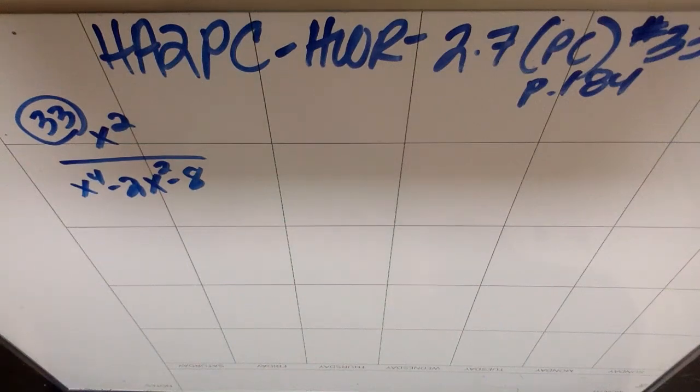Alright, this is Honors Algebra 2 Pre-Calc. We're doing homework review for 2.7 in Pre-Calc. We're doing number 33 on page 184. So this is a partial fractions decomposition problem.